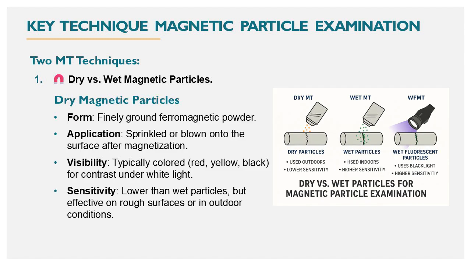Let's take a deep dive into dry versus wet magnetic particles technique. For dry magnetic particles or dry MT technique, its form is finely ground ferromagnetic powder. Application of this dry MT is sprinkled or blown onto the surface after magnetization. The visibility of this dry MT is typically colored, red, yellow, black, for contrast under white light. And the sensitivity of this dry MT is lower than wet particles, but effective on rough surfaces or in outdoor conditions.